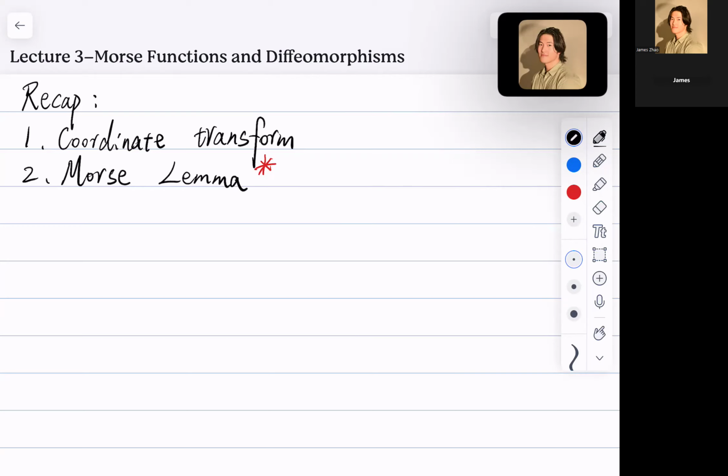Morse lemma is super important, right? And it's kind of long, so I'm going to give you a Spark Notes version to show you what it is. Basically we have a point, P naught, and it's non-degenerate.